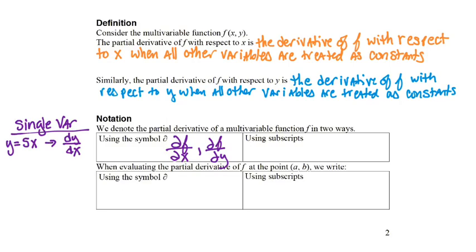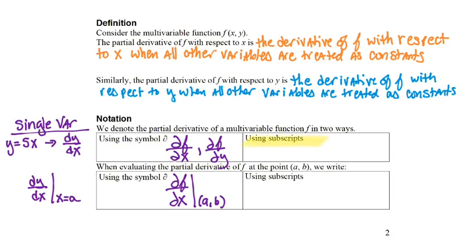And same thing, all derivatives can be evaluated at some point. So we would say something like ∂f/∂x evaluated at (2, 7), or whatever our values are. Going back to the notation, we would have done dy/dx evaluated at the point x equals whatever number we're using.